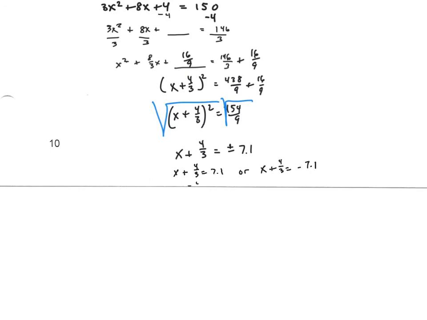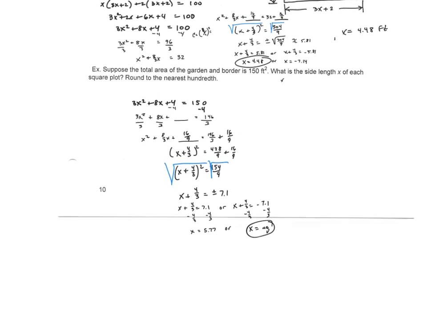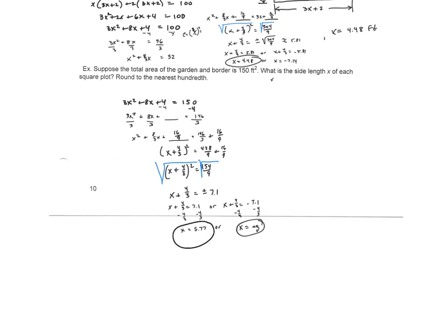And this is going to be using my inverse operations. X is going to be equal to 5.77, or again, using inverse operations, x is going to be equal to some negative number. Well, that's not going to be a possible answer, so it looks like my x is going to be equal to 5.77 there, by completing the square and solving my quadratic equation.